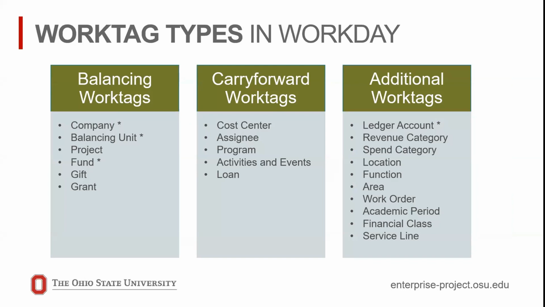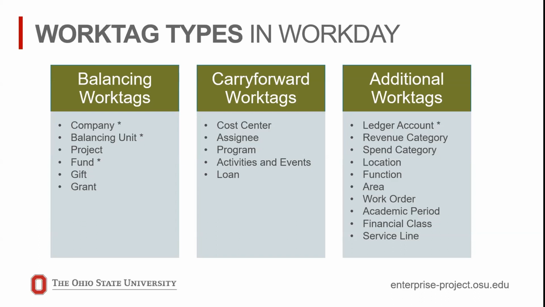We also have additional work tags that allow us to define transactions with sufficient detail that we will no longer need user-defined work tags like we do today. And you can see that these include things like ledger account, function, financial class, academic period. Not every work tag is needed on each transaction. The 4 marked with asterisks are required: ledger account, balancing unit, company, and fund. Account is derived from the revenue category or spend category work tags. So in those cases, they would be required.